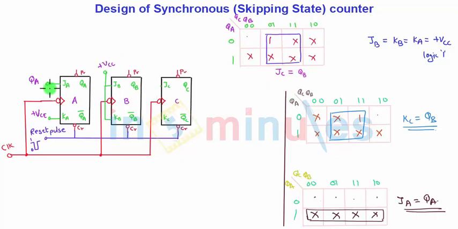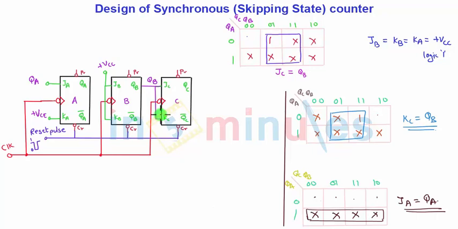What about JC? JC is QB, or it is directly connected. So what I can do is directly connect this to JC, and KC finally is QB. So JC and KC both are QB. So I will short this to KC. So I think I have made all the combinations that we found with the help of the K-map.